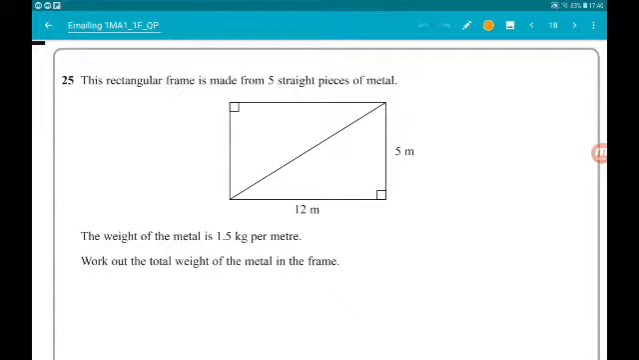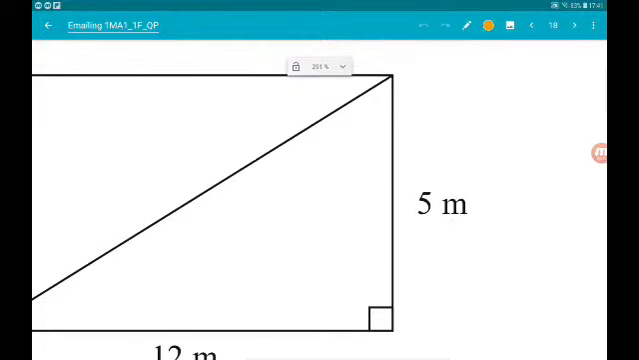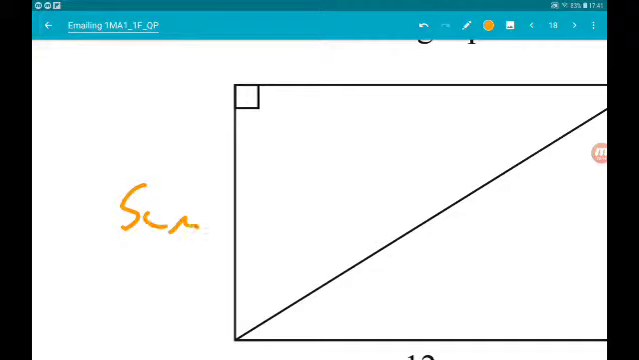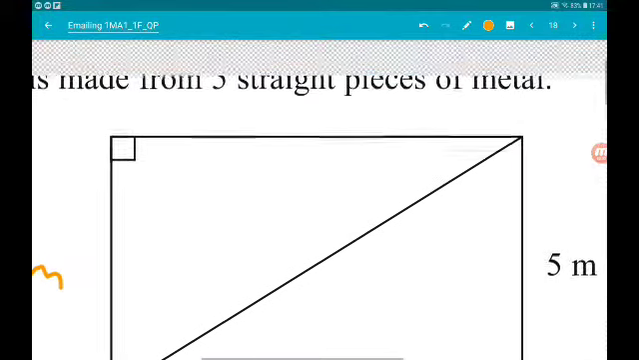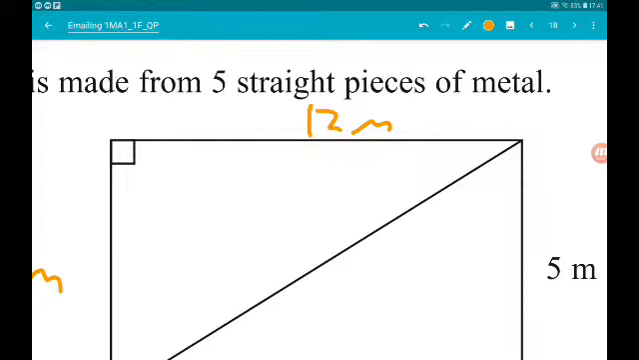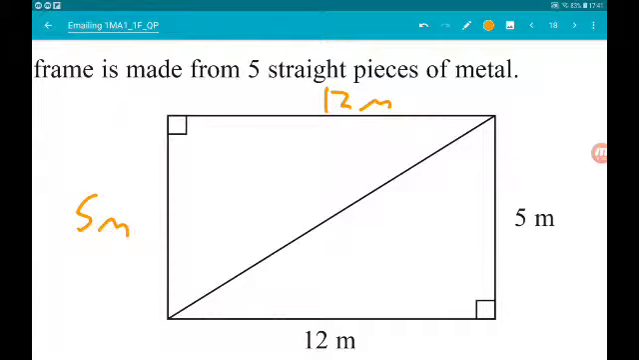25. This rectangular frame is made of 5 straight pieces of metal. The weight of the metal is 1.5 kilograms per meter. Our mission is to work out the total weight of the metal in the frame. So to be able to work out the total weight, we're going to need to know the total length of metal in the frame. So we already know 4 of the 5 parts. Because this is a rectangle, this side is also 5 meters, and the top is also 12 meters. What we need to do is work out the length of the diagonal.